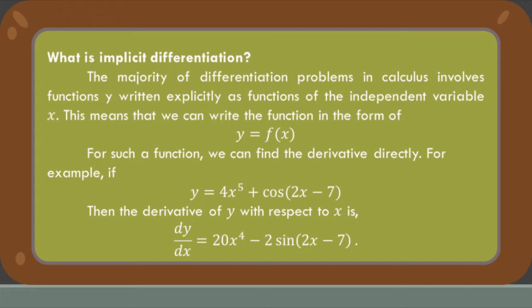However, some functions y are written implicitly as functions of x. This means that the expression is not given directly in the form y equals f of x. We have seen that functions are not always given in the form y equals f of x, but in a more complicated form that makes it difficult or impossible to express y explicitly in terms of x. Such functions are called implicit functions, and y is said to be defined implicitly. In this lesson, we explain how this can be differentiated using a method called implicit differentiation.